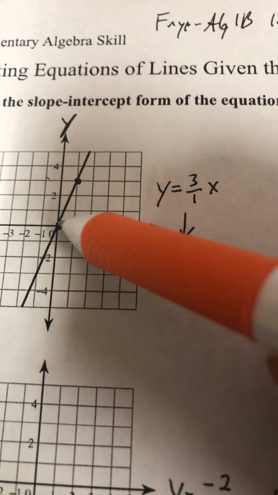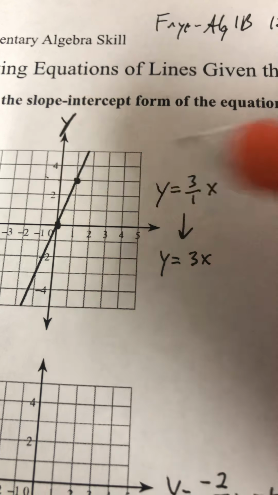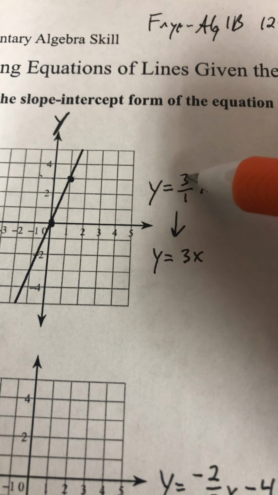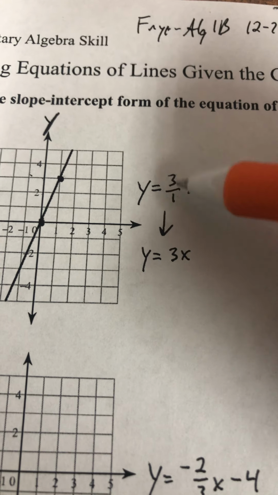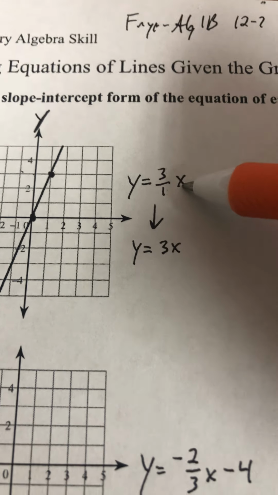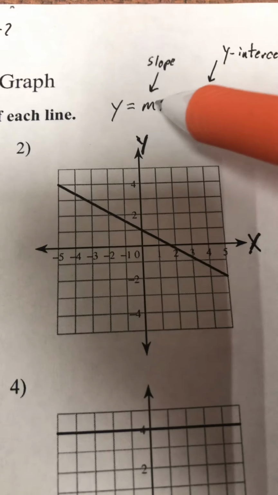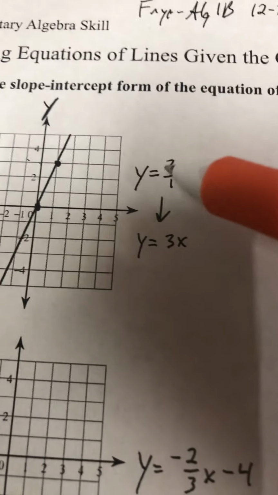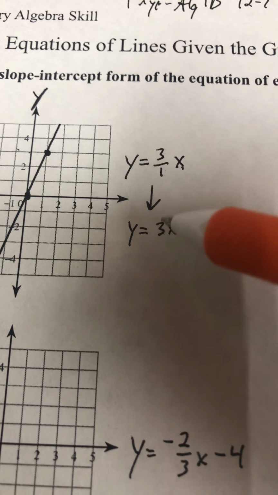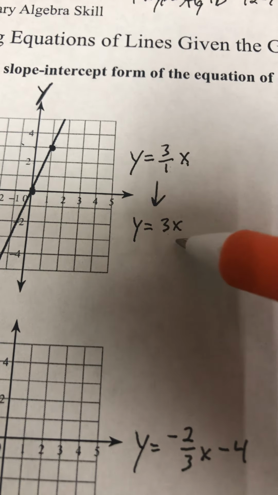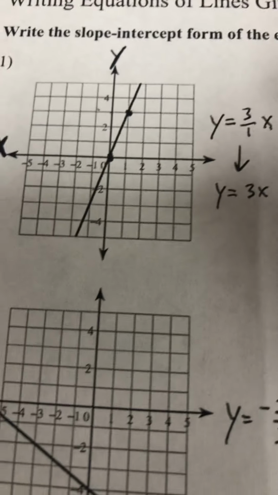So it goes up 3 over 1. So up 3 over 1. It rises 3, and then it goes horizontally 1. So it's 3 over 1x. That's my slope. Remember, the slope goes right here. So that's why that's right there. 3 divided by 1. Any number over 1 is just itself, so I rewrote it down here, y equals 3x. That's my number 1.